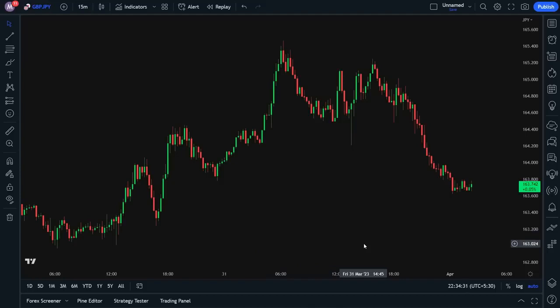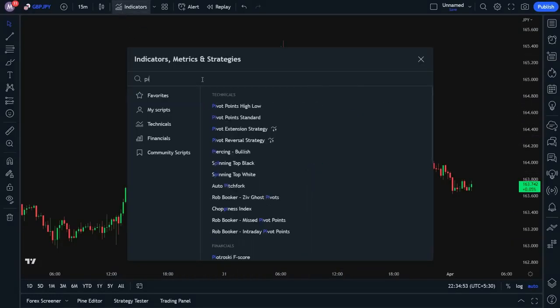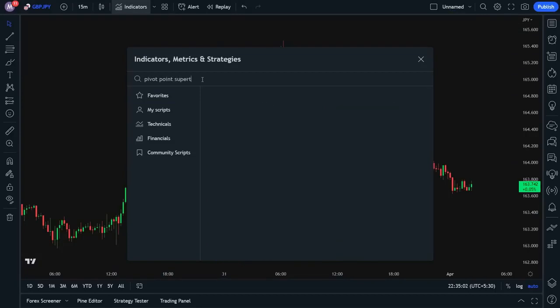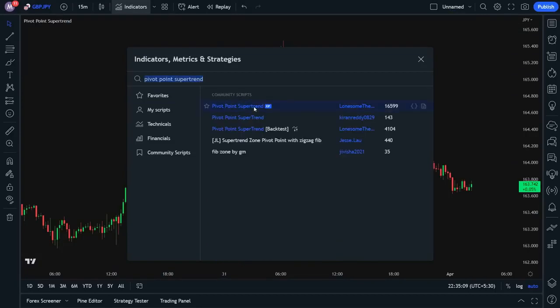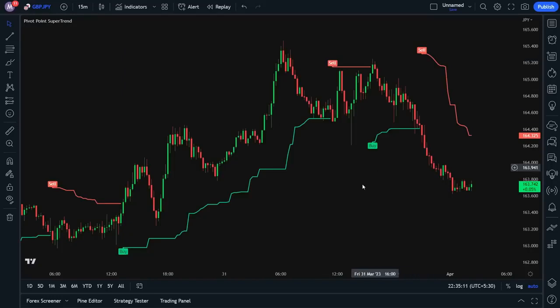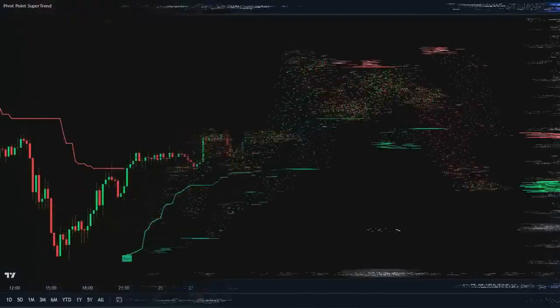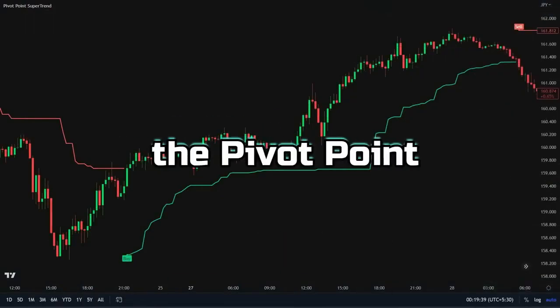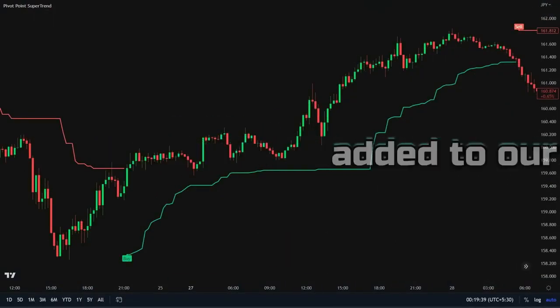Now, let's add the indicators that we'll be using. We'll be using 3 free indicators in total. The first one is called the Pivot Point Supertrend. To add this to your chart on TradingView, simply open the Indicators section, search for Pivot Point Supertrend, and add it to your chart. This indicator is going to give us clear buy and sell signals that we'll use to make our trades. It's simple to understand and very effective when used correctly. In the next part of this video, I'll show you how to use this indicator to make profitable trades.